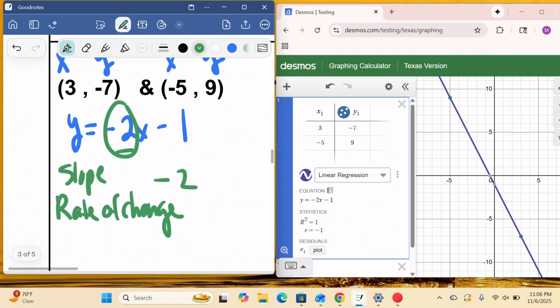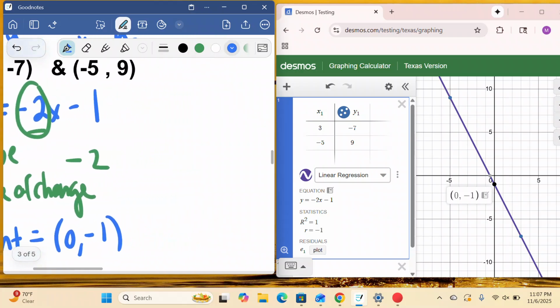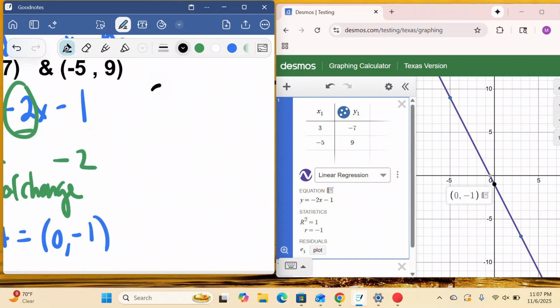If I want to find my y-intercept, all I have to do is put down, I want to find what my y-intercept is. All I have to do is come over here, find out where it crosses the y-axis, click on it, and it gives me (0, negative 1). And last but not least, I do want to find my 0.